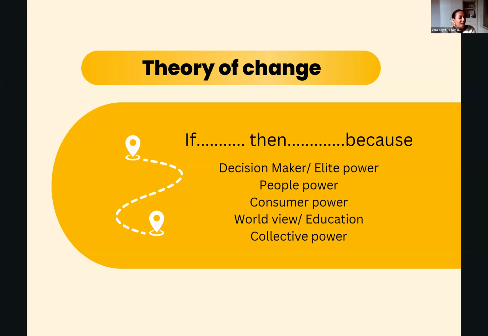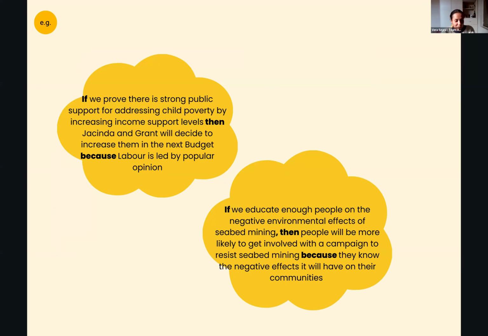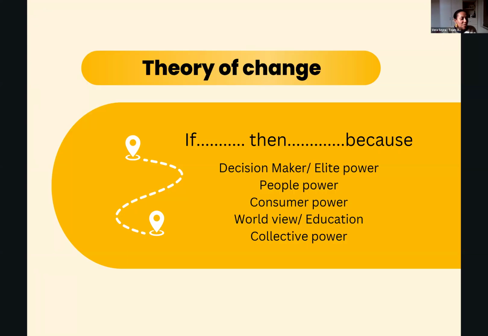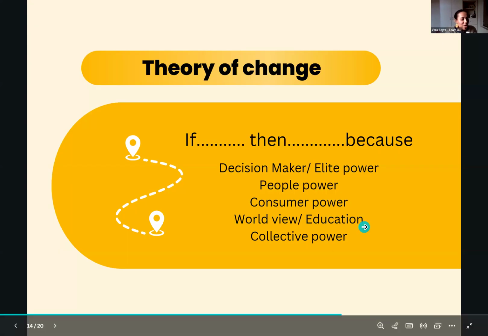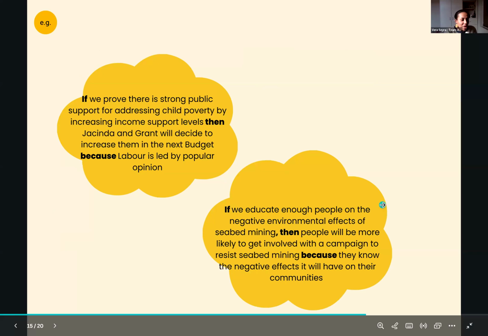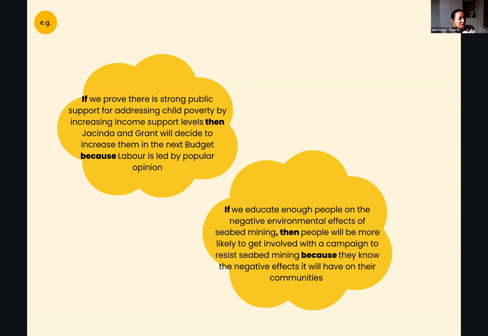And now we have 2 little examples. And I'll just read the first one. And it would be awesome if maybe in the chat you could write down what type of the 5 you think the first one is. And so the first one is if we prove there's a strong public support for addressing child poverty by increasing income support levels, then Jacinda and Grant will decide to increase them in the next budget because Labour is led by popular opinion.